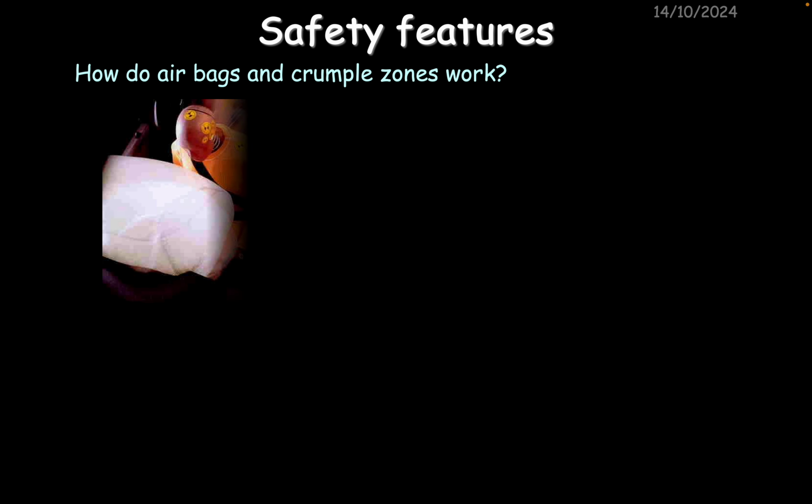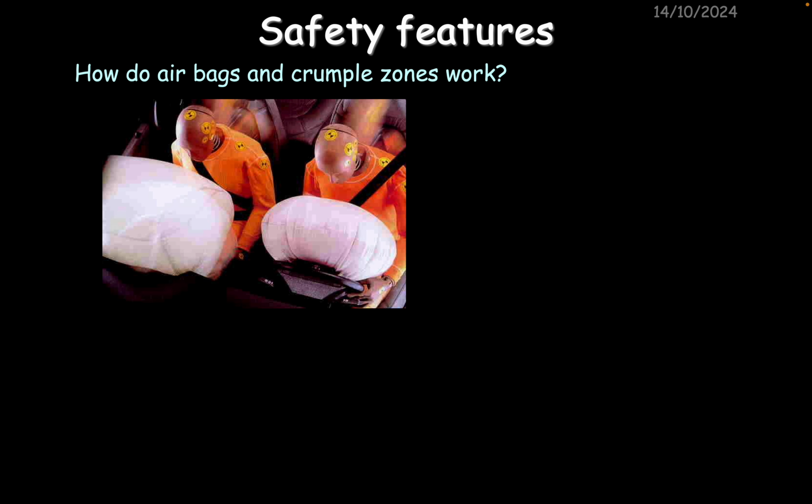So safety features. How do airbags and crumple zones work? The airbags we've talked about. There are test dummies in a vehicle, called crash test dummies. They crash these cars literally into brick walls to see the impact on the crash test dummies when they're testing the safety features of vehicles. So airbags increase the time in which it takes for the object to slow down.